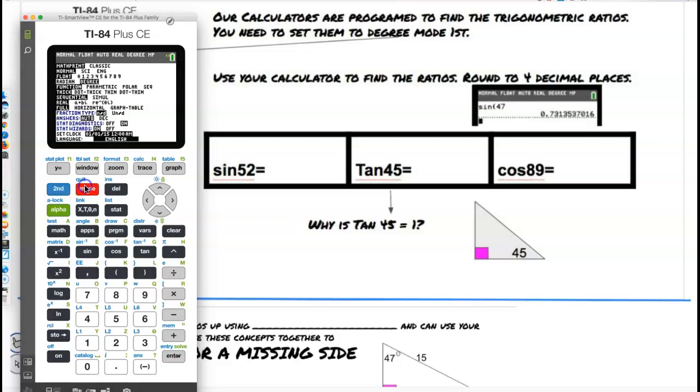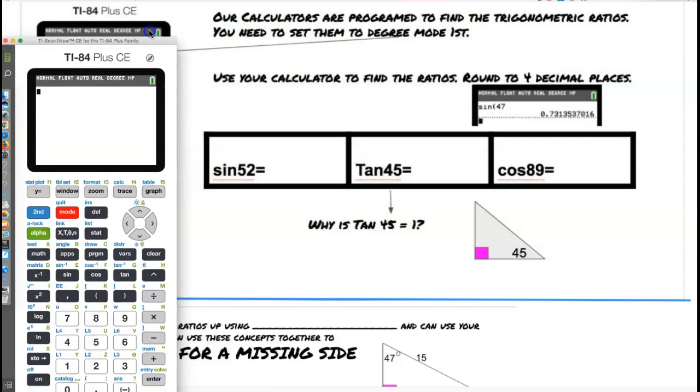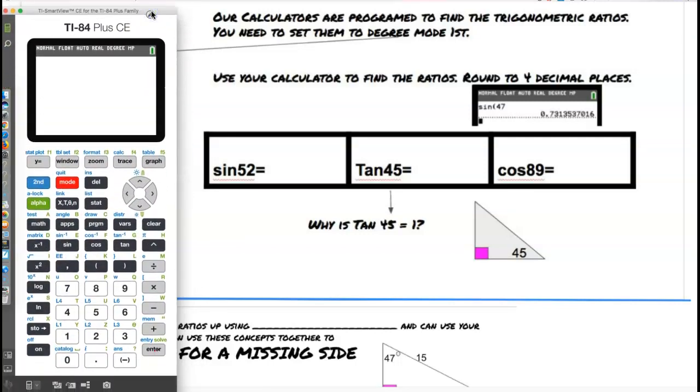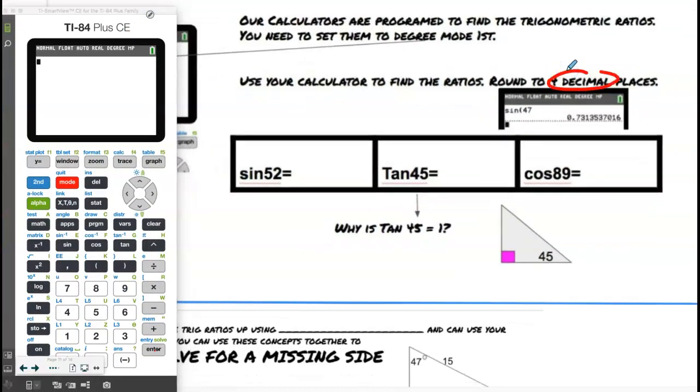So hit second quit, and you're left with the screen right here. So it says we're going to use our calculator to find the ratios and round it to 4 decimal places. So you see on your calculator the commands are sine, which means the ratio opposite over hypotenuse, cosine, adjacent over hypotenuse, and tangent is opposite over adjacent. You just need to enter the angle measure. So you'll see on here I did sine of 47 degrees.